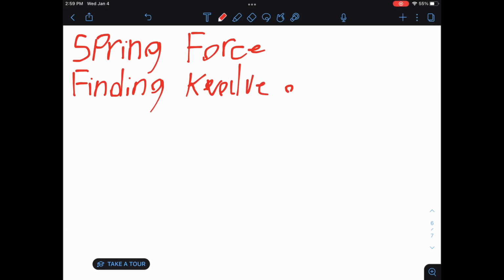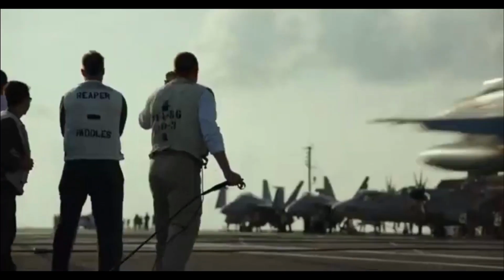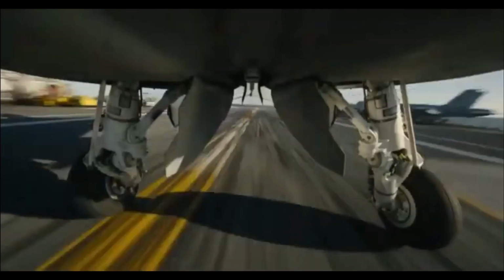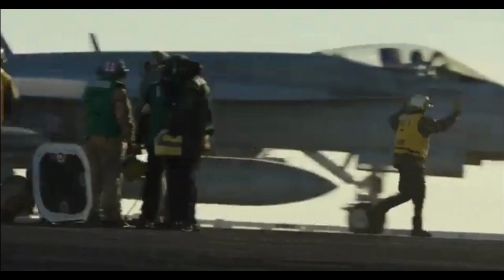Springs. One of the most important features to the aircraft carrier landings are something called arresting wires. It's what the planes hook onto as they are landing. As you can see in this clip, you see their aircraft hooking onto one of the arresting wires and stretching the wire as it goes by, until it comes to a complete stop.